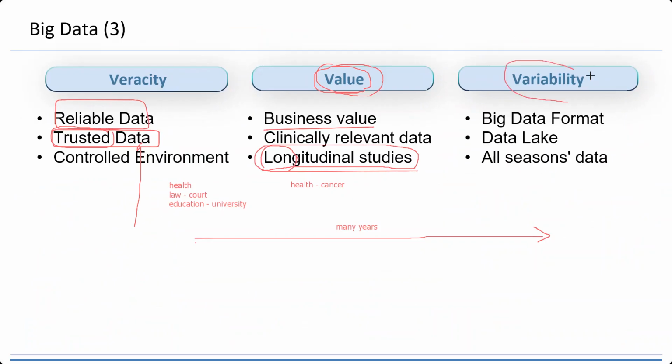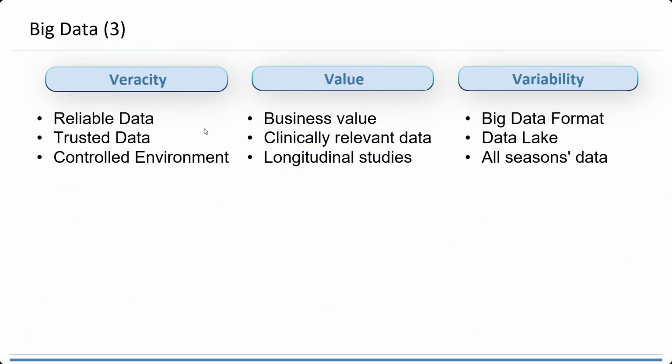And the last one is about the variability. So the big data format also affects the big data. You cannot use CSV for big data, because if you use CSV, your computer will be very slow. Some formats are available in the big data. Or if you learn later about big data, you will know about data lake. Everything is inserted into the data lake. So Google, Amazon, we have the storage for data lake. The variability, maybe you have data, but you have only spring data, or summer data, or only winter data. So it means the variability should include all seasons data.